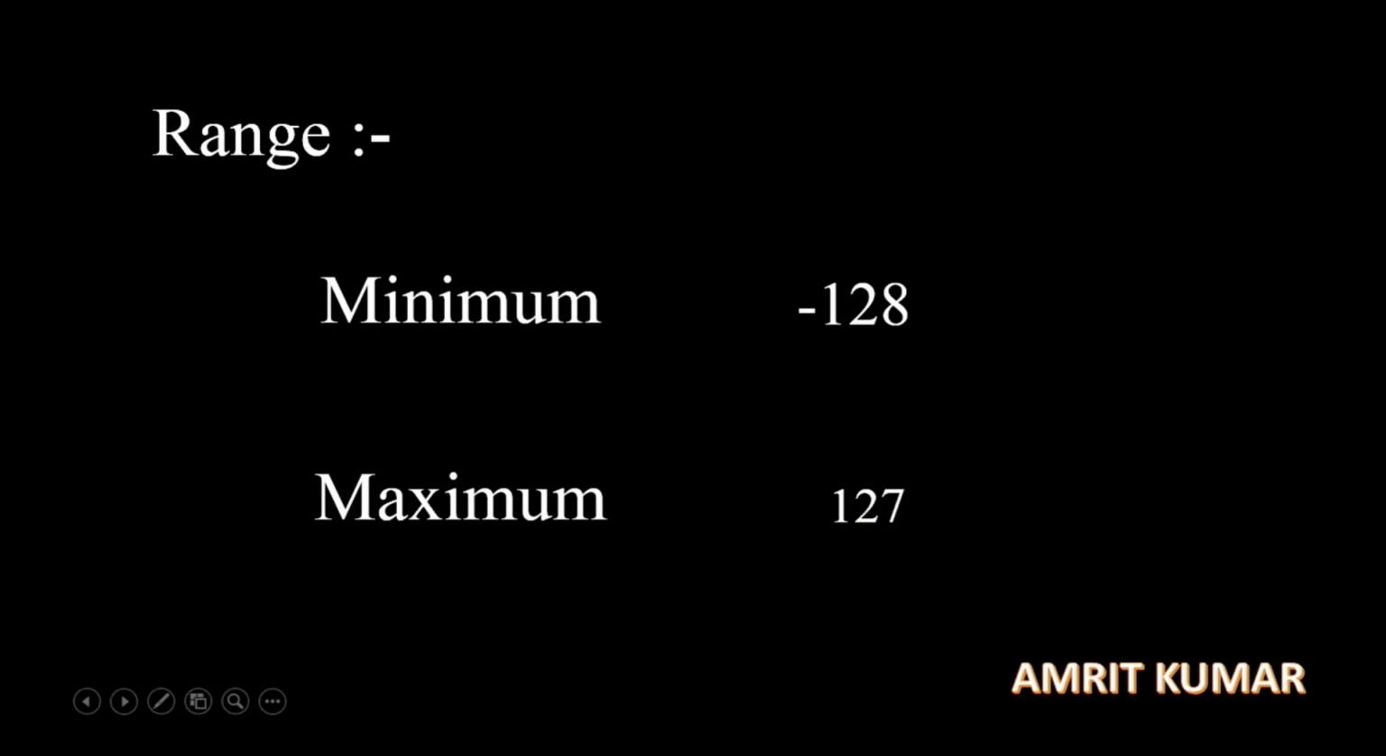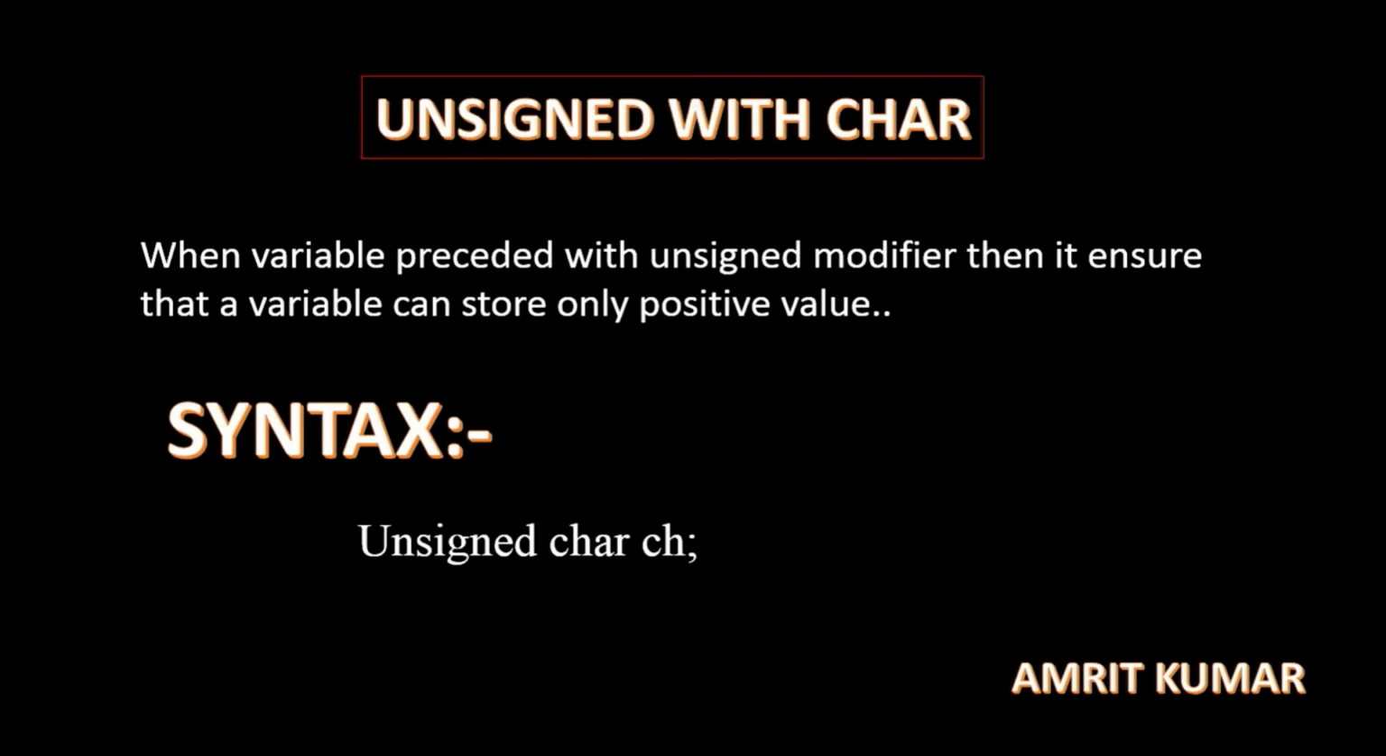So we can say that the range of signed used with char, or character, has a maximum value of 127 and a minimum value of minus 128. So this is the range of it. Now let's look at unsigned used with the character. That is the second part. Unsigned used with char, that is the character data type.